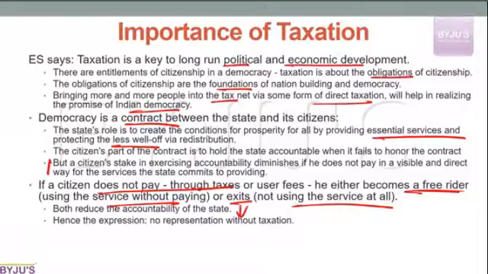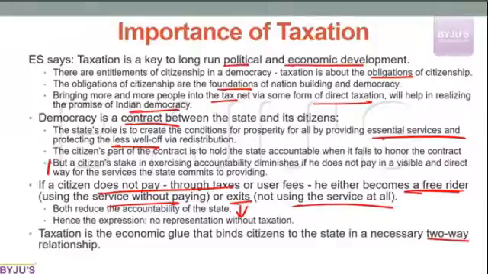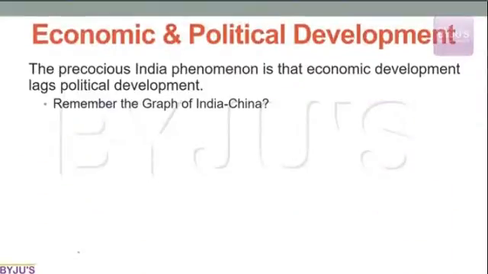Now here the Economic Survey says an expression, no representation without taxation. This is actually the inverse of what was used in the American Revolution, no taxation without representation. The Economic Survey says the inverse is also applicable. Without taxation, you cannot have proper representation, because people start exiting. So it's a two-way relationship which has to be maintained. Again, the same language is used again and again in this chapter.